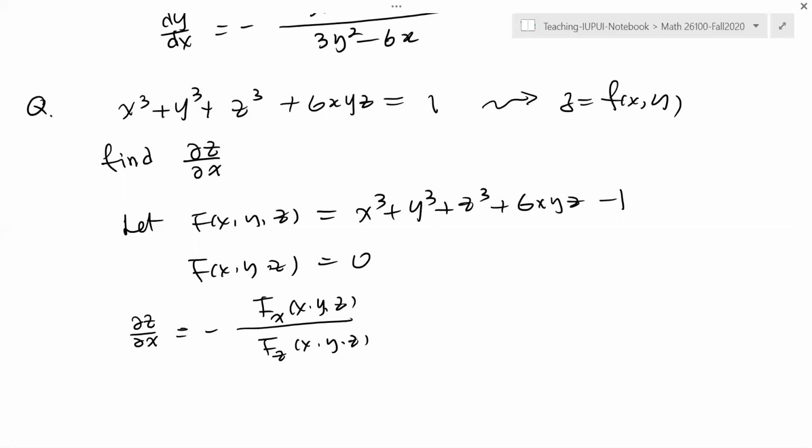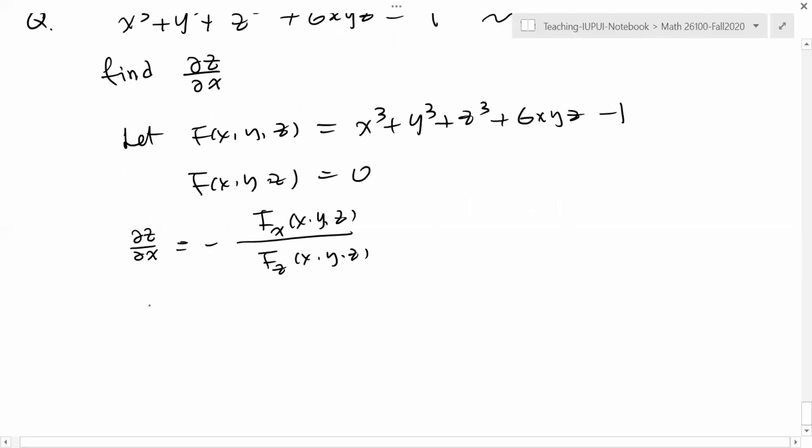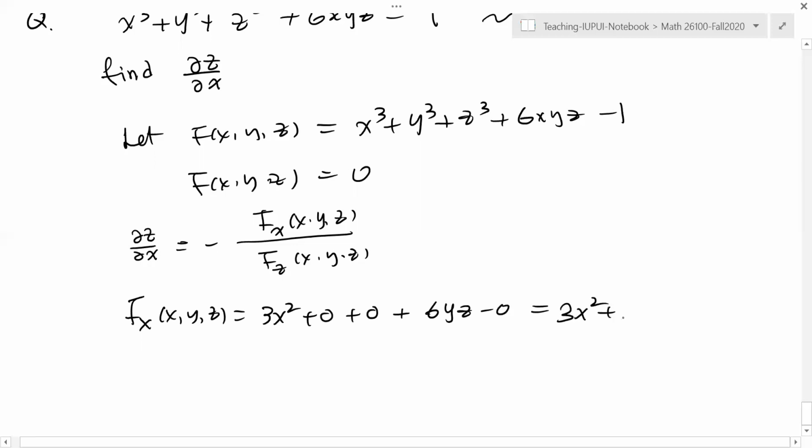Then all I need is to find the partial derivatives of this capital F. When I differentiate with respect to x, I get 3x squared. The second term is 0. The third term is 0. The fourth term will be 6yz, and minus 0. So it's 3x squared plus 6yz.